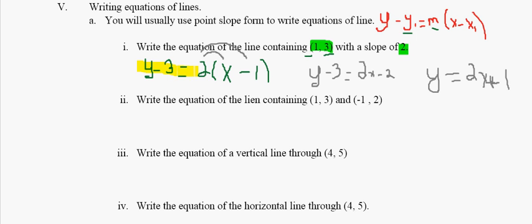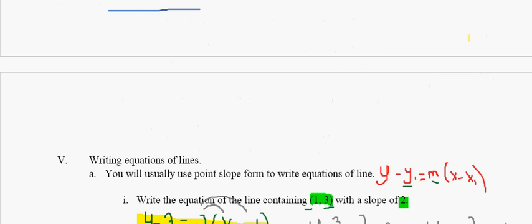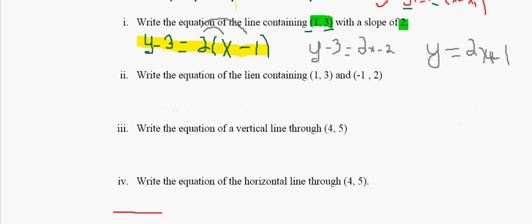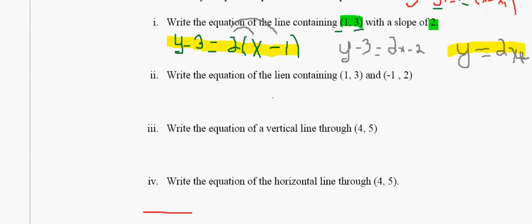Okay, so you may or may not be asked to put it in a slope-intercept form. So if you're just asked to write the equation, this is a perfectly acceptable equation of a line. It happens to be in point slope form. This is the same line, just in a different form.